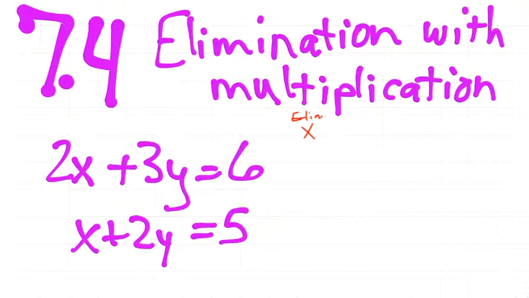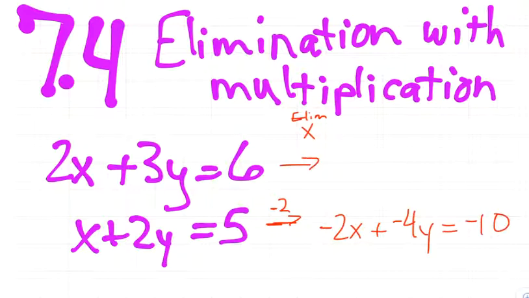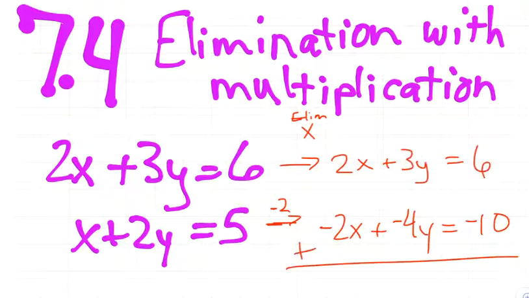And in order to do that, I want to have numbers that will either add to equal 0 or be the same, and I can subtract. I myself like to make them add to equal 0. So if I have a positive 2 on top, I'm going to multiply the second one by a negative 2. So I'm going to multiply every term by negative 2, including the constant at the end. And when we take this the way it was and add them, we're going to find out that the x's eliminate as planned.